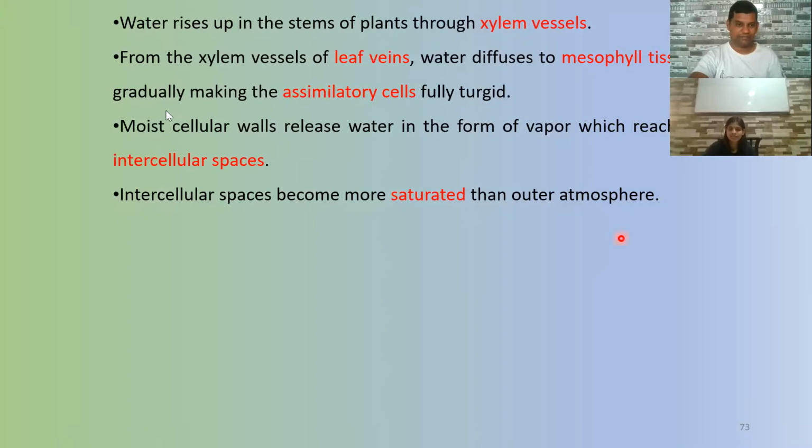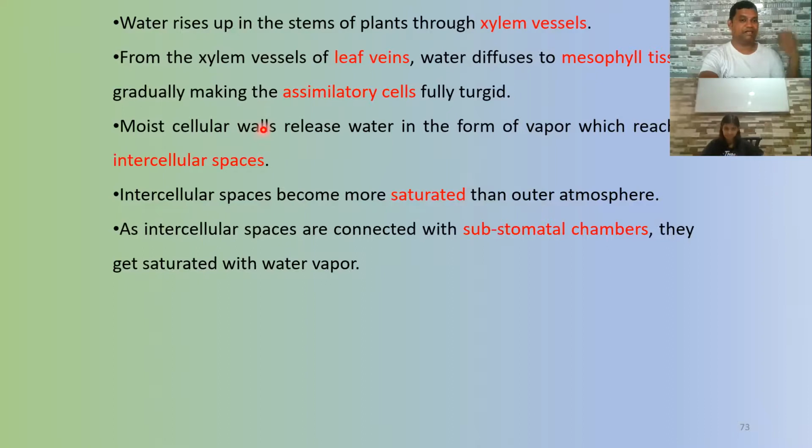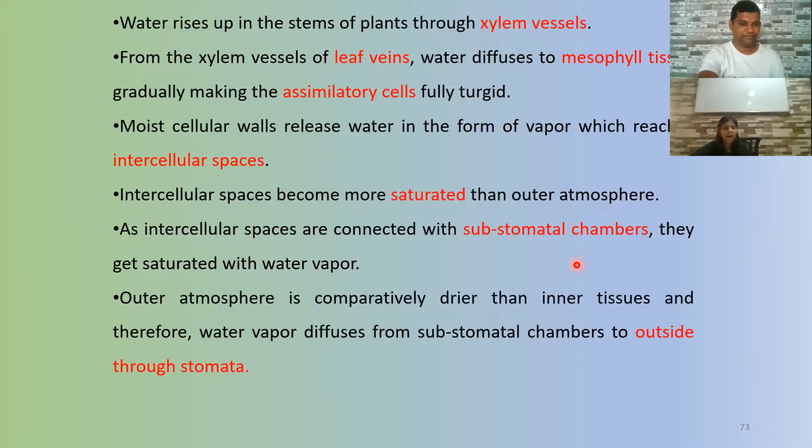The cells cannot hold too much water, since more keeps coming through absorption. So the intercellular spaces, which become saturated, are connected with the substomatal chambers, just below the stomata inside the leaf. The substomatal chambers get completely filled with water vapor. The atmosphere just outside the leaf is comparatively dry as compared to inside the leaf.